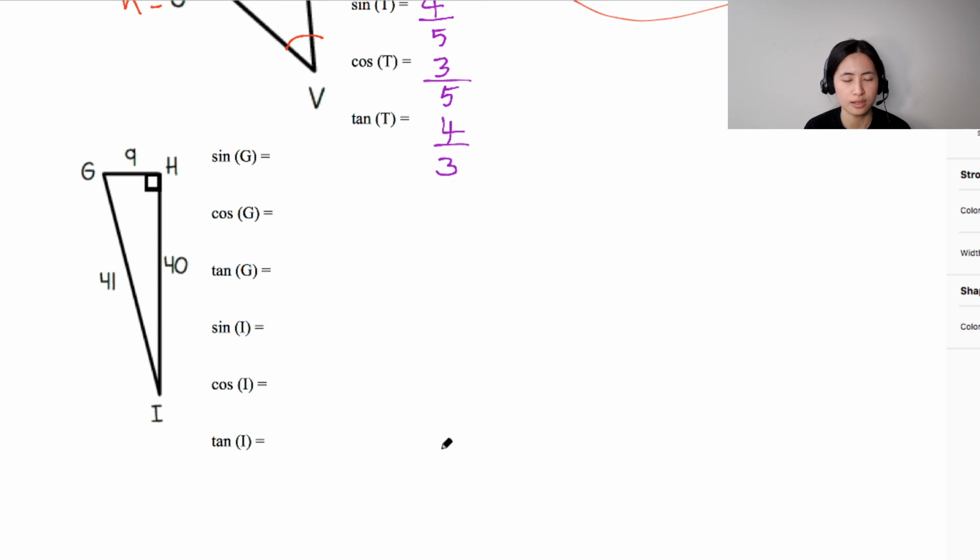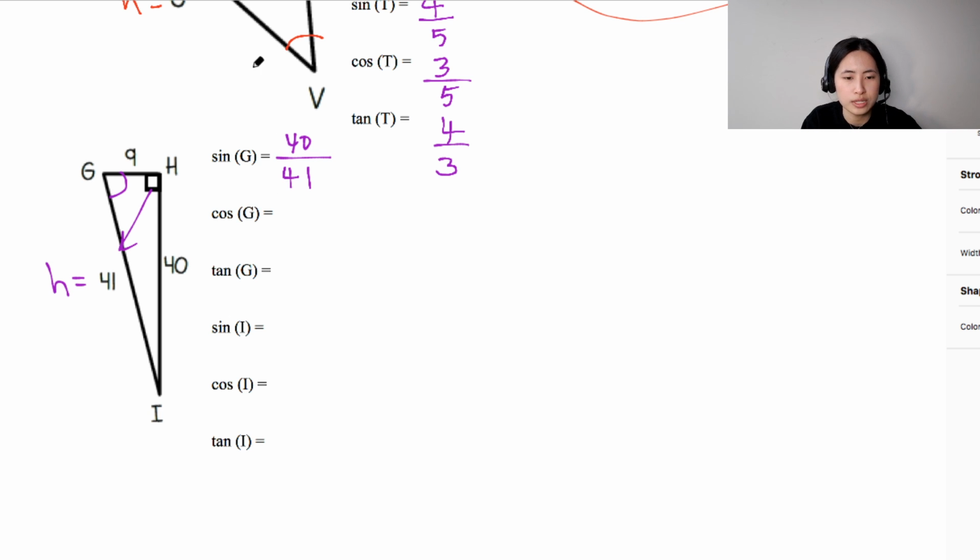Okay, so for sine g, where's g? Angle g is over here. So we have opposite, so that's 40. And what's your hypotenuse? Hypotenuse would simply be this, because it's the opposite side of your right angle. So we know that it's supposed to be 41. So sine g, you have opposite of g, and this is hypotenuse, which is 41. So it's only going to be 40 divided by 41.